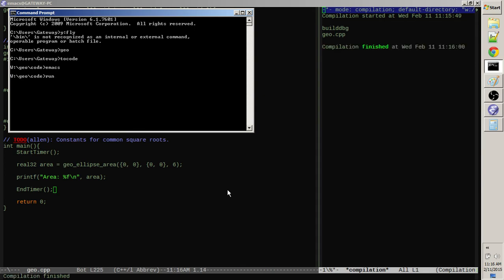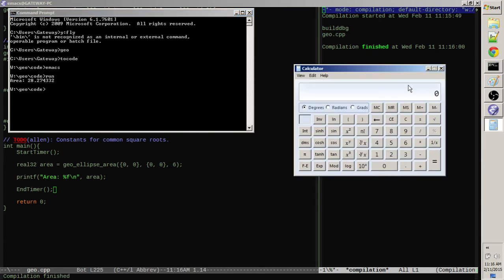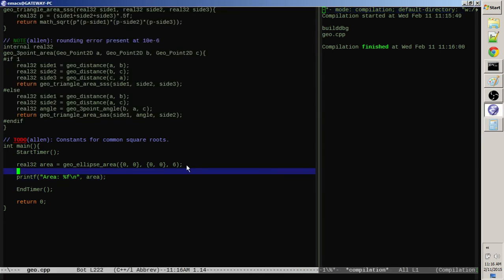It always takes so long to compile for the first time, I don't know why. Okay, that could be right. So if we take 28.274332, and then we want to divide that by 9, and that is pi. Okay, so that is working.